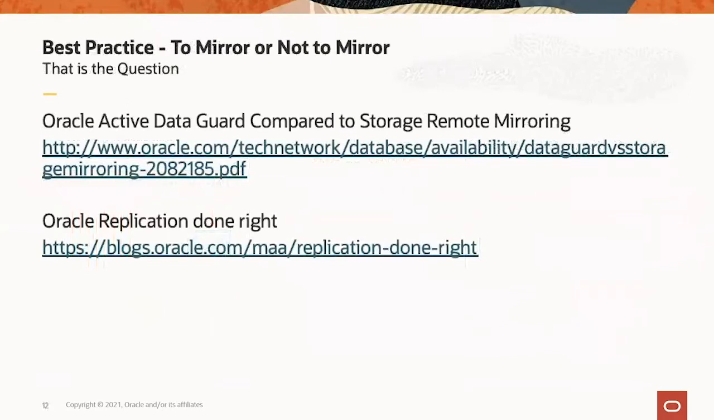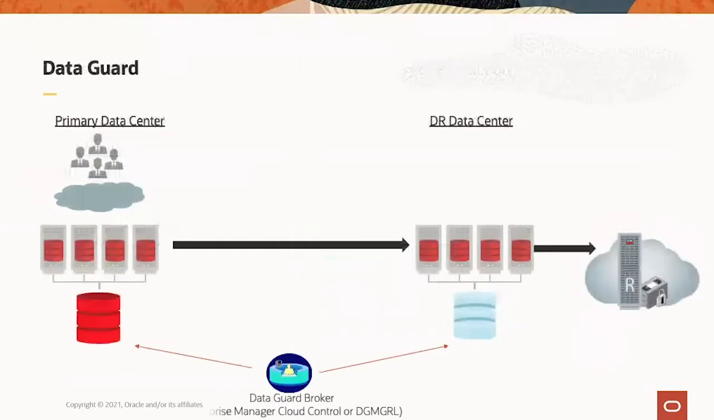I've included some good links here that can help you to understand why Active Data Guard is a better choice than storage replication. So basically, as a recap, we have the primary database at the left, we have the disaster recovery center at the right, and basically all we do is we take the redo, we ship the redo, and we apply the redo. And that guarantees that you always have a standby database which is ready for use. At the bottom, you see the Data Guard broker, which is the preferred management mechanism for Oracle Data Guard.